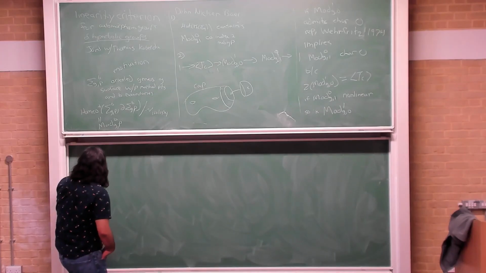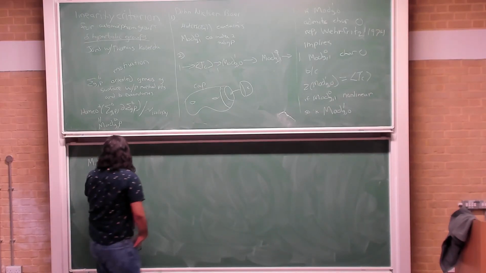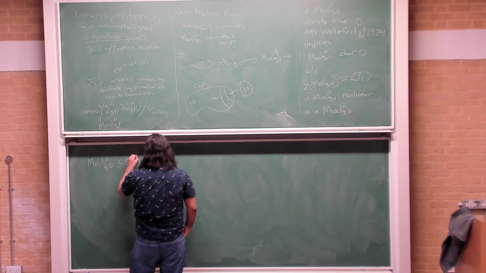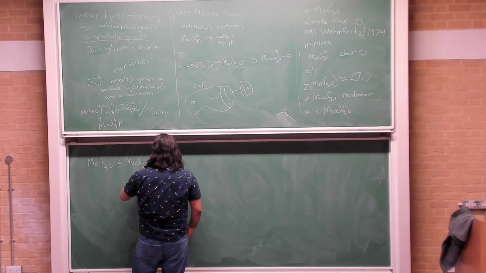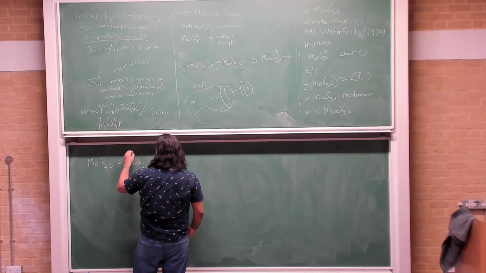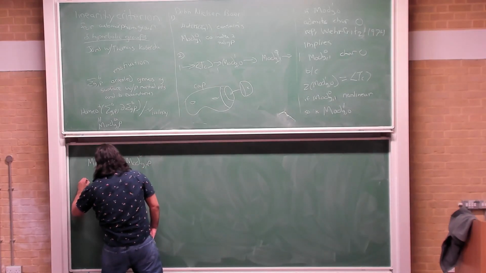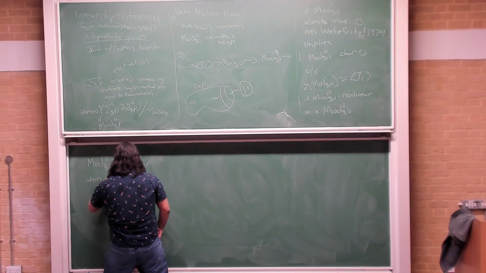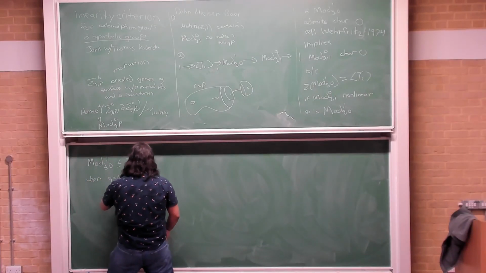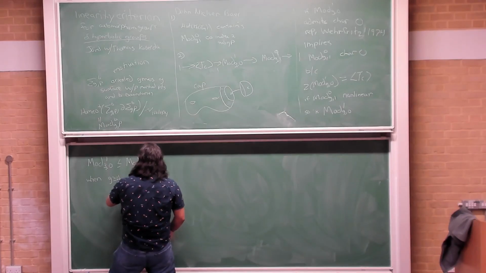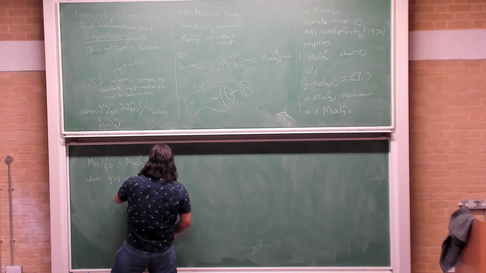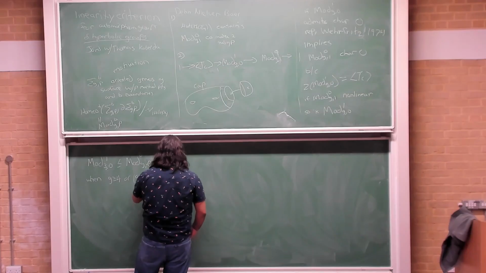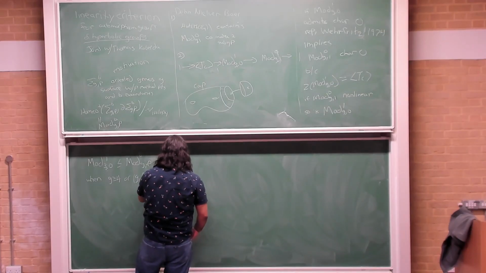Lastly, what we know is that this group here sits inside of the mapping class group of the genus G surface with P mark points and B boundaries when G is greater than or equal to 4, or (G, P, B) is not equal to (3, 0, 0).